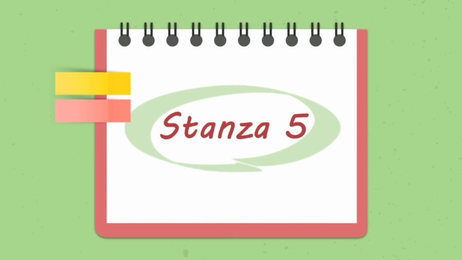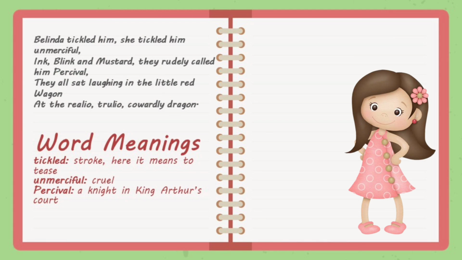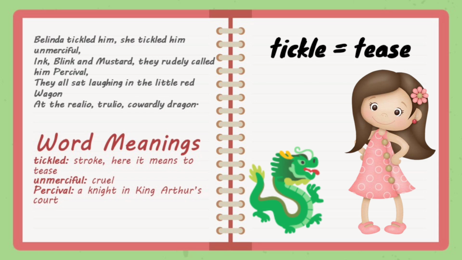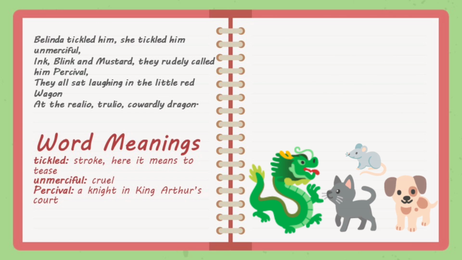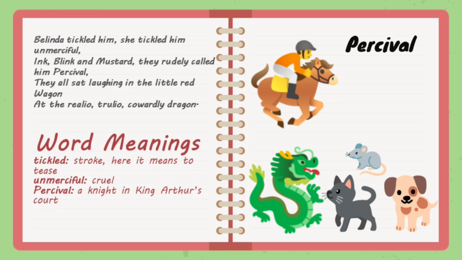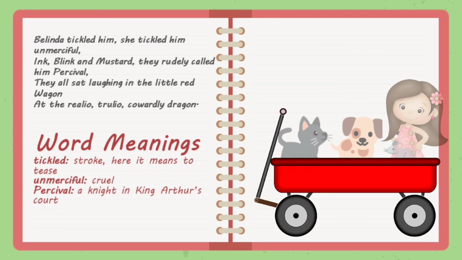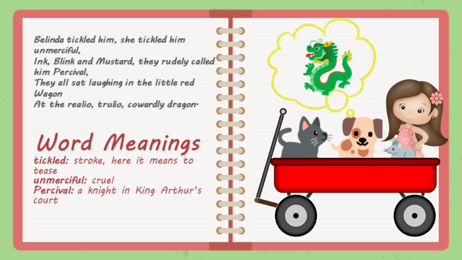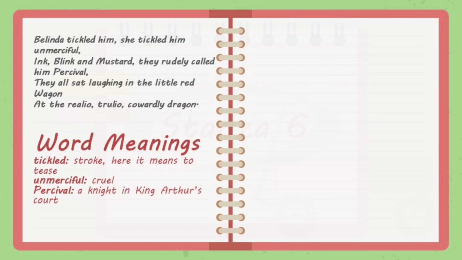When we reach stanza 5, we see that Belinda, who had a bad opinion about the dragon Custard and considered him to be a coward, used to tickle him too much. So much tickling verged on cruelty. The other pets, the cat, the mouse and the dog, used to make fun of him jokingly, calling him Percival, who was the legendary brave knight among the Round Table Knights of King Arthur. Belinda and the 3 pets used to sit in the red wagon that Belinda owned. They used to laugh at Custard the dragon for being so afraid all the time.